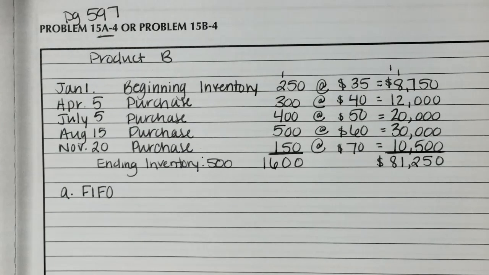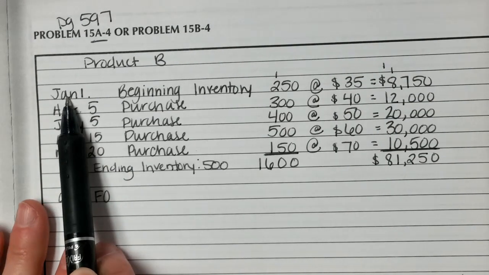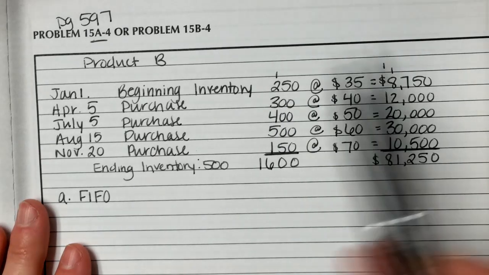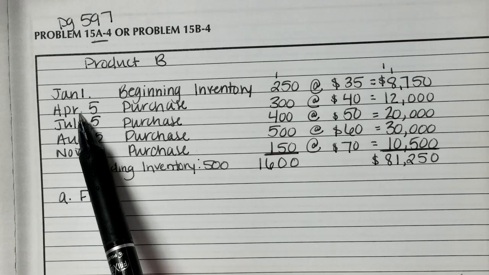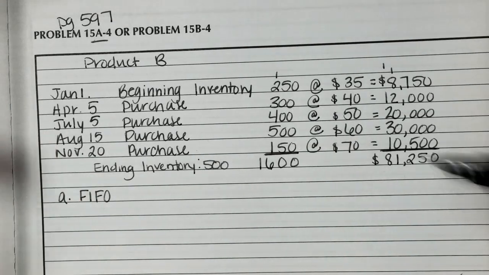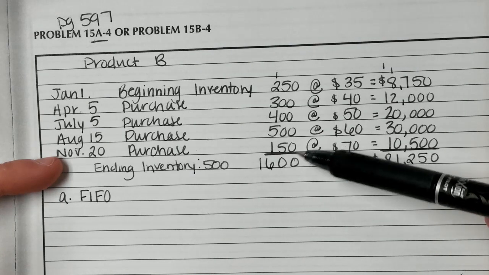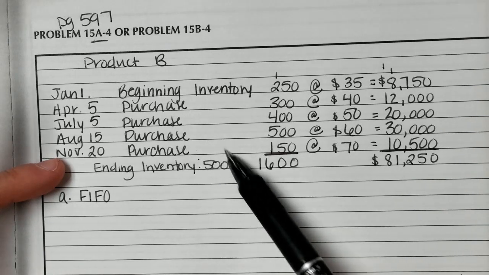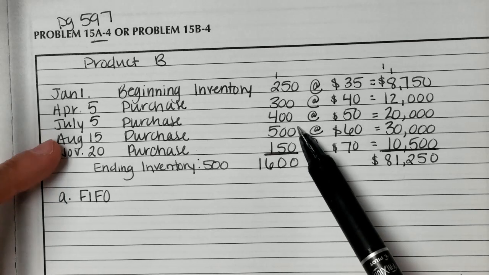Again, for first in, first out, we're saying that the first things we bought in January, what we started with, are the first things off the shelf. The first thing that was bought is the first thing off the shelf, right? So we want to start with our newest purchase and use that cost. If we have a total of 500 pieces to account for, we're going to have to use 2 invoices here.